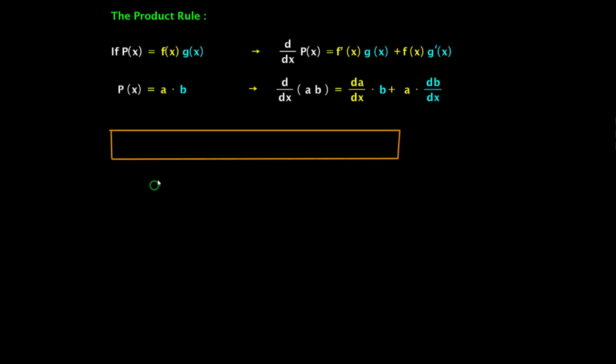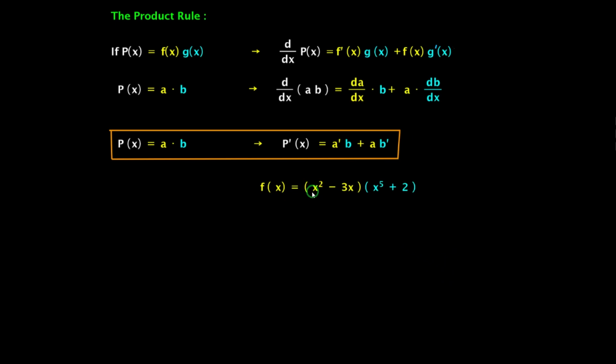Finally, the shortest process: if p of x is ab, no d/dx, we just write p prime of x is a prime b plus ab prime. We know a prime means derivative of a. Things and life is very easy. I mean, the calculus life is very easy.